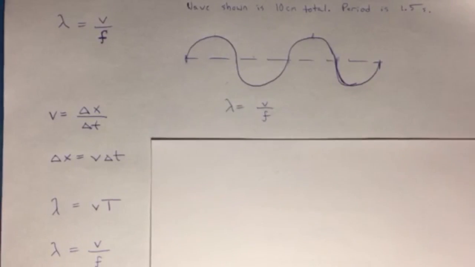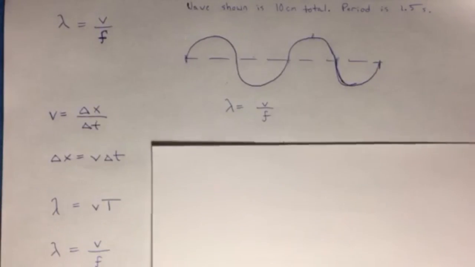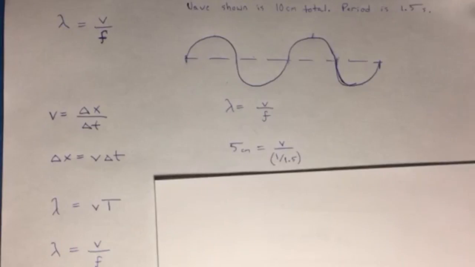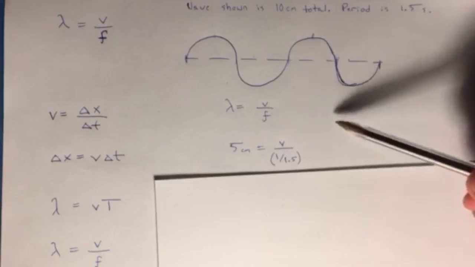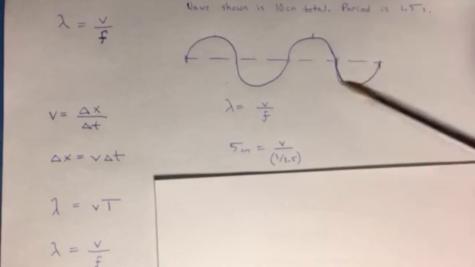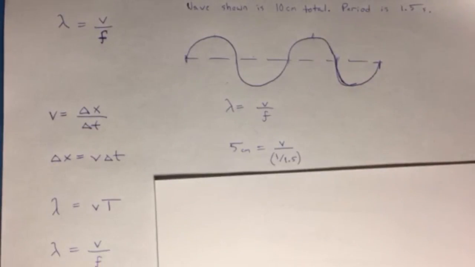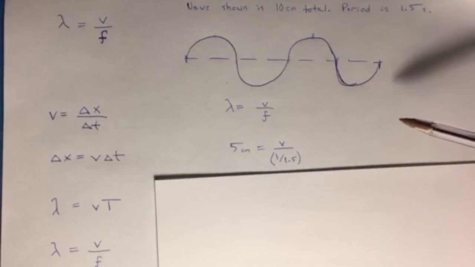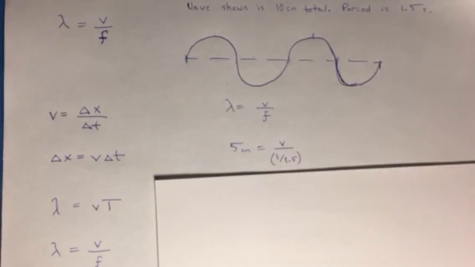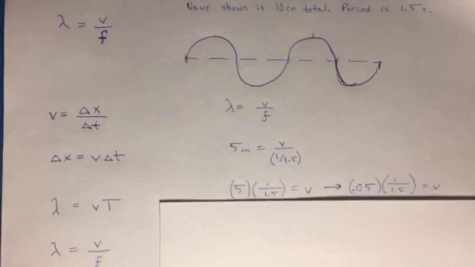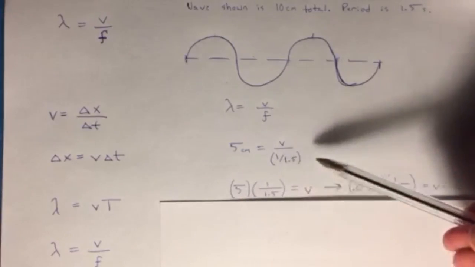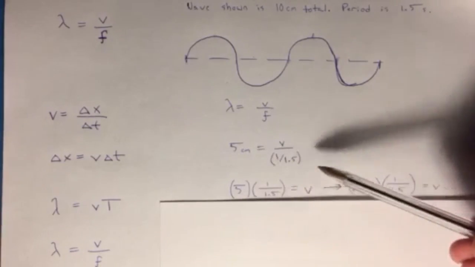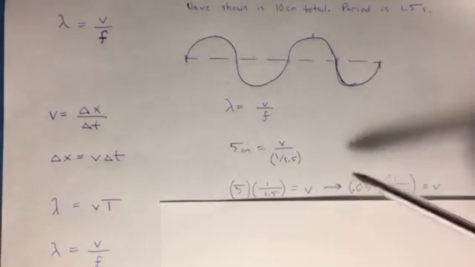So we have that basic equation that we just got, wavelength equals velocity over frequency. So then you just start plugging what you have in. So the wavelength is 5 centimeters, what we just said. We're trying to find the velocity. So we have the frequency because it gives us period is 1.5 seconds. So frequency is 1 over period. So 1 over 1.5. And as we keep working down, we have 5 centimeters times that 1 over 1.5, and then that will equal the velocity.